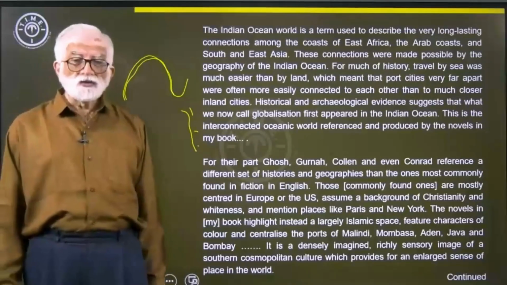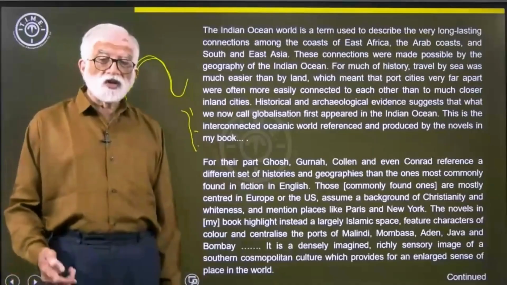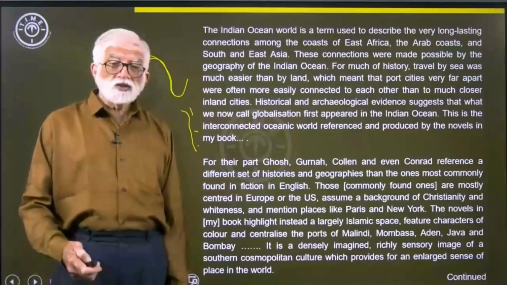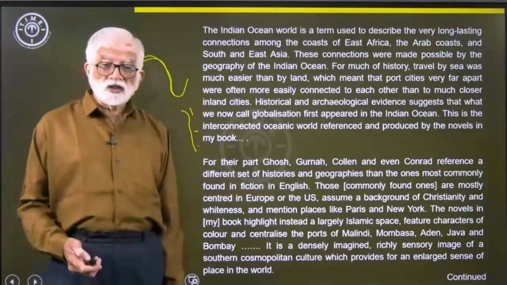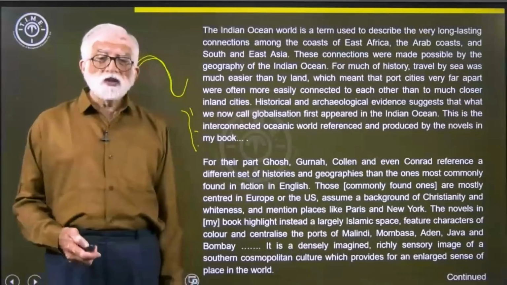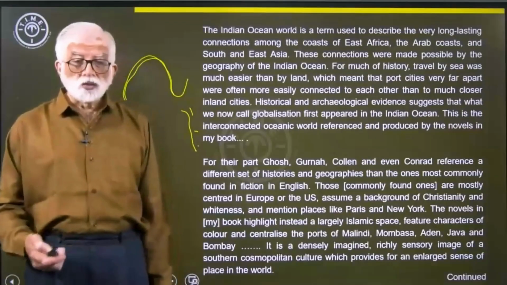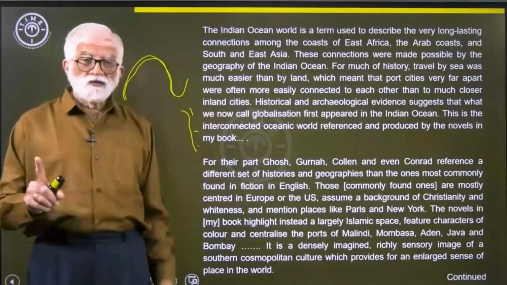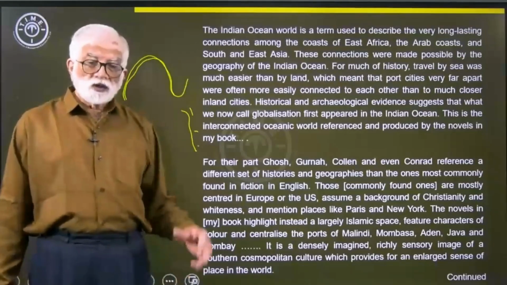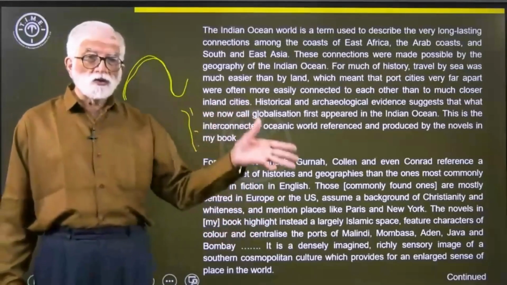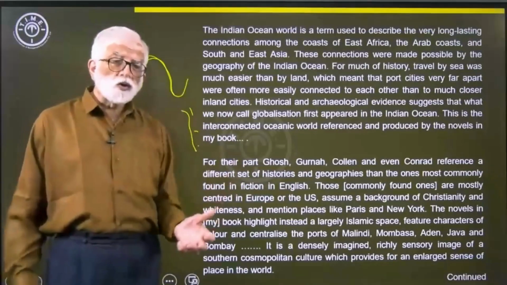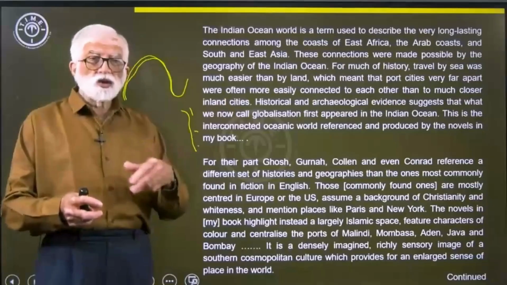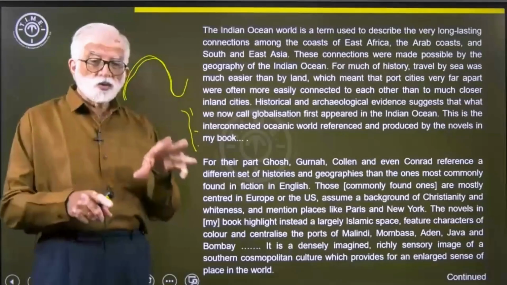So, for much of history, travel by sea was much easier than by land, which meant that port cities very far apart were often more easily connected to each other than to much closer inland cities. Historical and archaeological evidence suggests that what we now call globalization first appeared in the Indian Ocean. This is the interconnected ocean world referenced and produced by the novels in my book. So this author is saying, in my book, this is what I've looked at. I've looked at all these different fictional stories, which come from a wide variety of people, some who actually favored colonialism and, at the other extreme, people who didn't. But all of them talk about the travel between the countries of this Indian Ocean world, which is almost like a forerunner of what we now call globalization. And this is what my book is about.